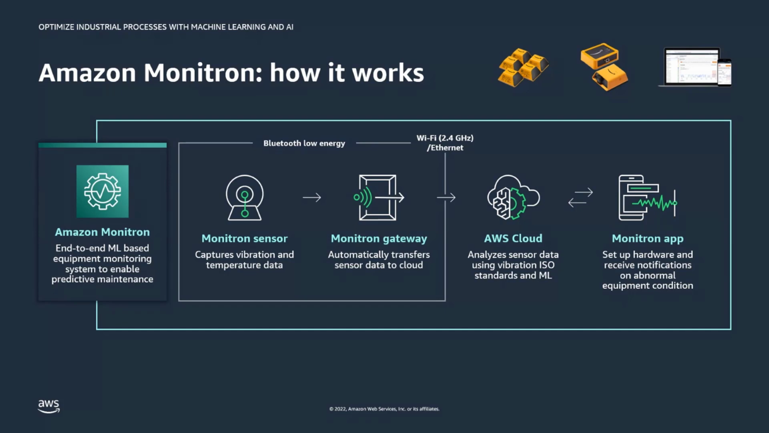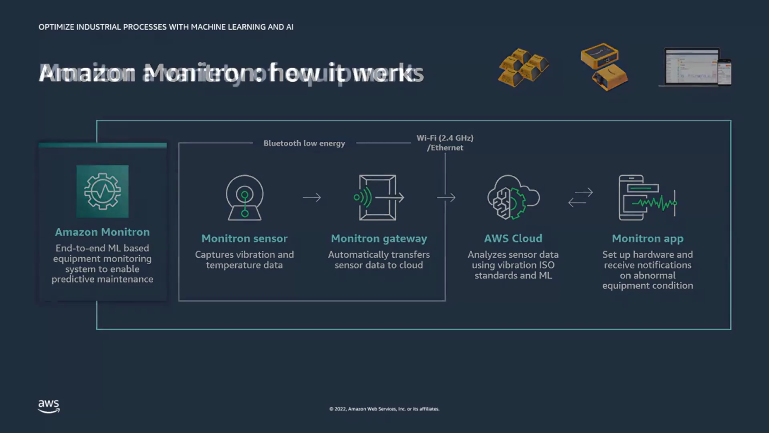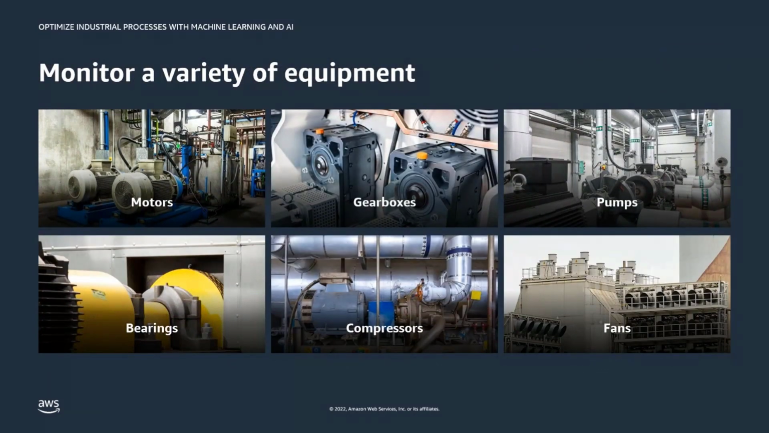You can then view notifications on abnormal equipment condition in the Amazon Monitron mobile or desktop app and take action. You can also give feedback on those alerts directly in the app, which helps to continuously improve the machine learning model performance. Amazon Monitron enables you to implement predictive maintenance for rotating equipment, such as motors, gearboxes, pumps, bearings, compressors, or fans. Essentially, any continuously operating rotating equipment in your industrial facility where vibration and temperature are the key metrics that you want to measure.